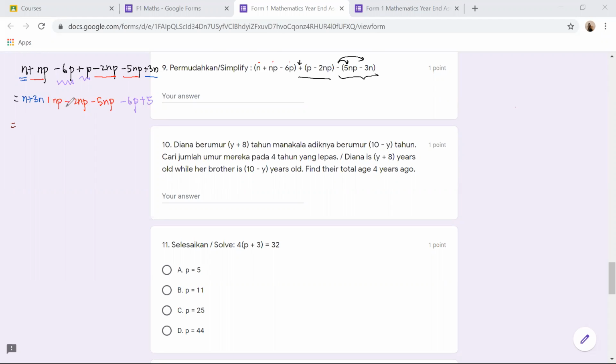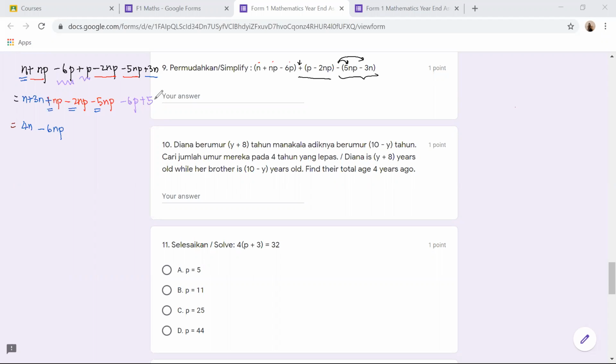n plus 3n, and then plus np. Okay, n plus 3n is like 1 ringgit plus 3 ringgit, so you have 4 ringgit for n. Okay, np minus 2np minus 5np, just take the coefficient and just carry out the operation plus or minus. So you got 1 ringgit, you owe people 2 ringgit, and then you owe people another 5 ringgit. So all in all, your debt will be owing people 6 ringgit. So negative 6np.